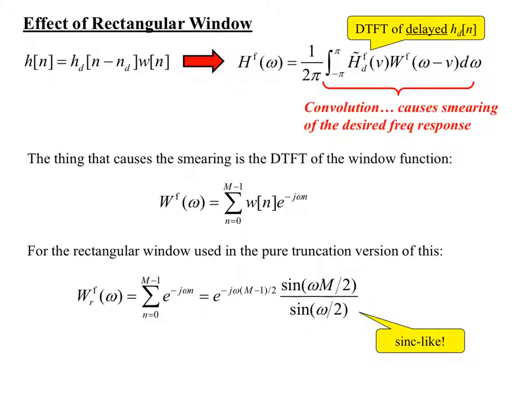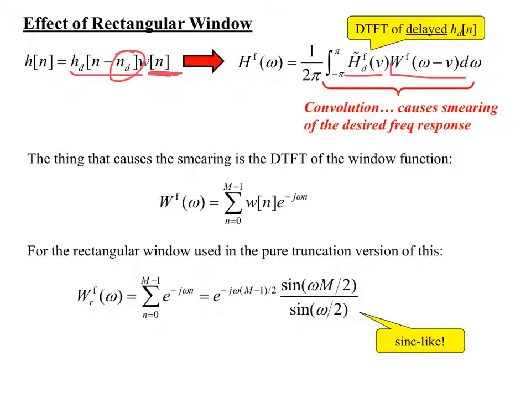Just elaborating on this idea, we see that we've got this in the time domain times a window function. And if we think about that in the frequency domain, we would have our desired frequency response. And I put a tilde on it to account for the delay part of that. So that's not a big issue, just a notational issue. And so that thing ends up getting convolved with the window's DTFT.